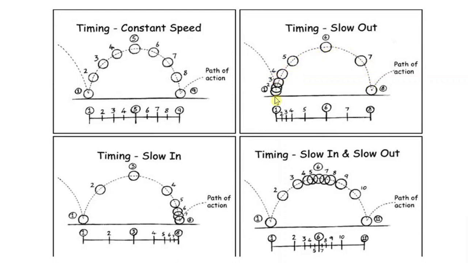Slow out means it's coming out of its initial point slowly and gets faster. And then slow in means it's going fast and then it slowly goes in. Slow in and slow out. It's going fast, it's slowly going in, it's slowly going out, it's going fast again. So this is how you can set up your timing.